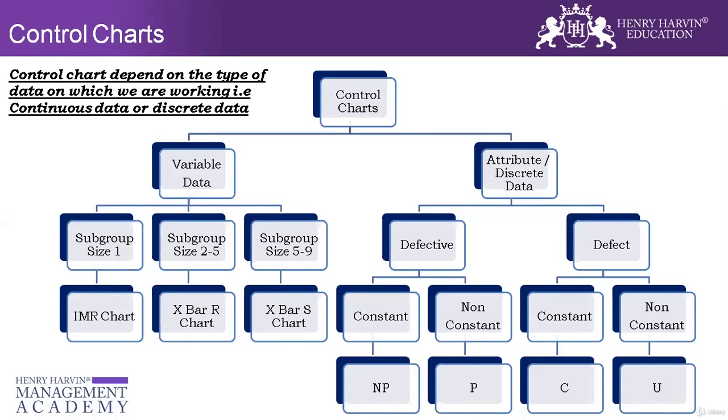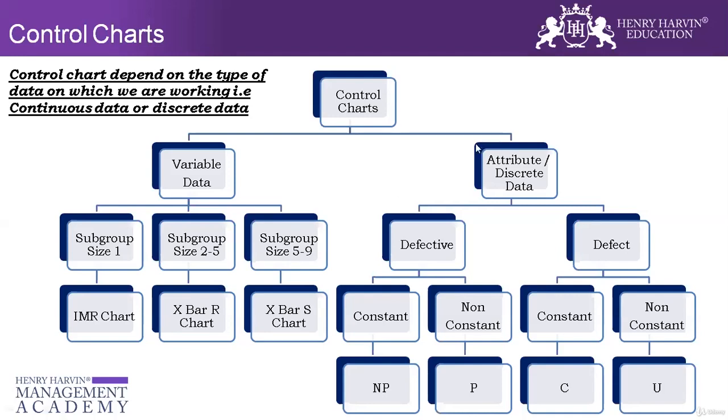Do we know the formula of range? Just check. Max minus minimum. Yes, so I'm checking the range here with the help of X bar R. If my subgroup size is between 5 to 9, then I use X bar S, and S stands for standard deviation here. And what was the IMR full form, Simranpreet? Individual moving range. Yes, so we will cover that once we do the Minitab hands-on.